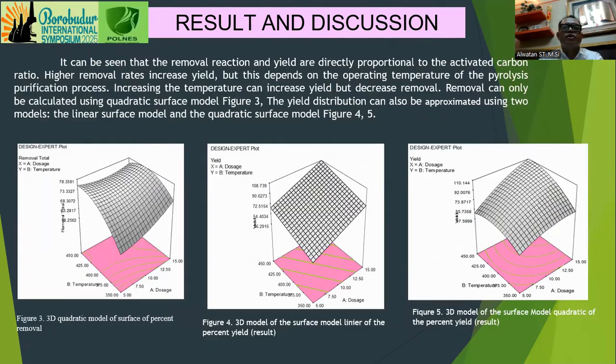It can be seen that removal and yield are directly proportional. Comparing the carbon ratio, higher removal and increased yield depend on the operating temperature of the pyrolysis purification process. Increasing the temperature can increase yield, but decreases removal. Removal can only be calculated using the quadratic surface model, that is figure 3, and yield distribution can use two models, the linear surface model and the quadratic surface model, for figure 4 and figure 5.